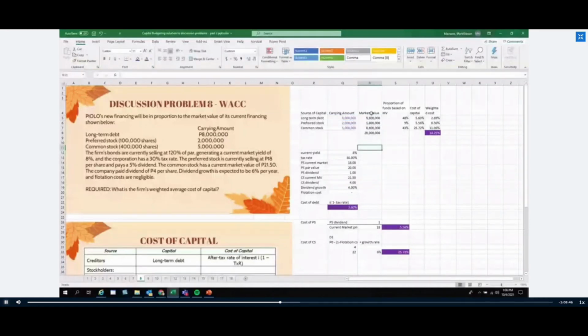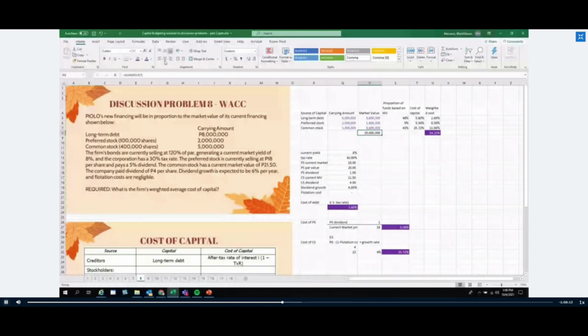Okay? Next, preferred stock. Paano naman yung preferred stock? Sabi ang preferred stock is currently selling at 18 pesos. Ilan ba yung stocks na meron? 100,000 multiplied by the selling price of 18. So that's 1.8 million. Di ba parang sumisimple na ngayon no, kung meron ka ng procedure. Common stock, paano yung pag-compute? So meron kang 400,000 shares multiplied by the current market price of 21.5. So that's 8.6 million.